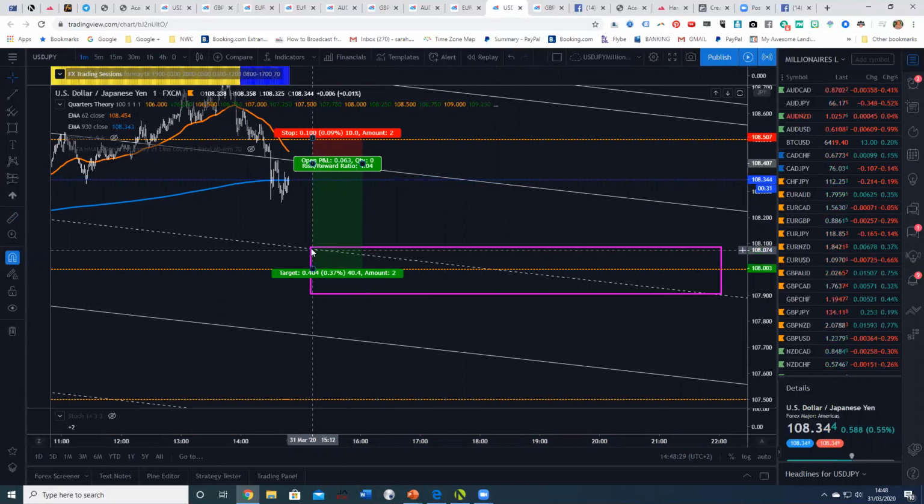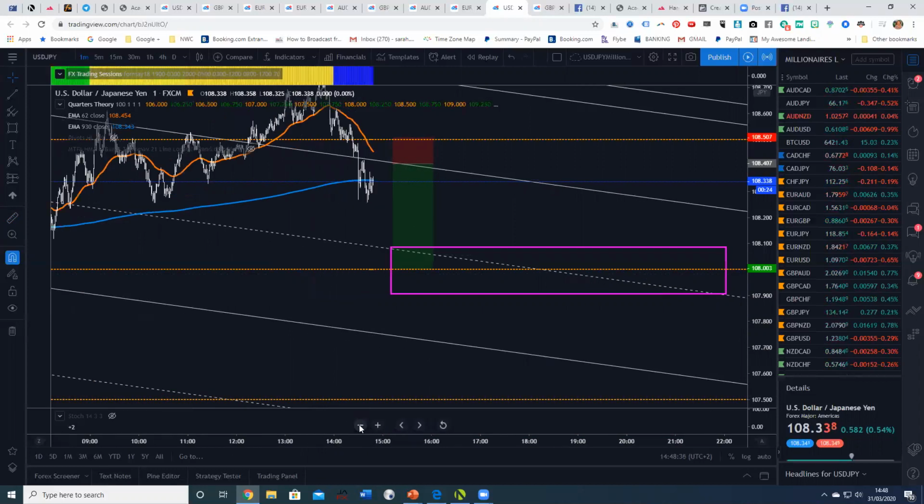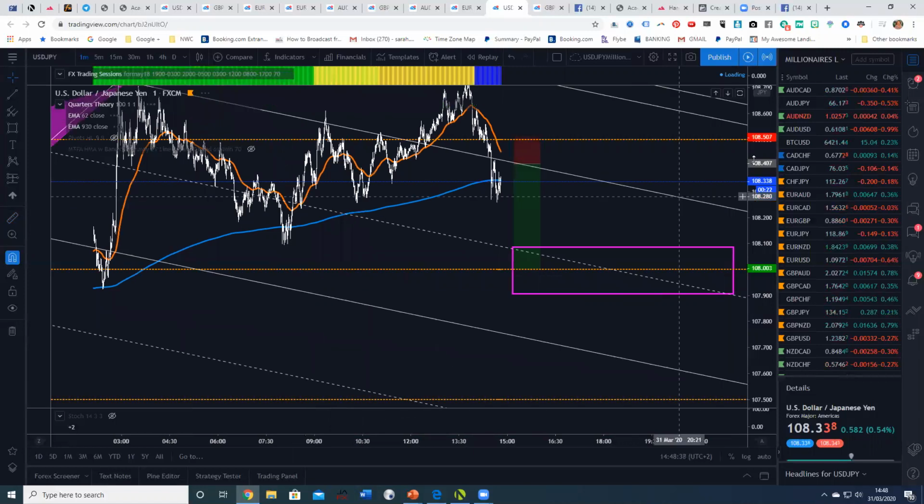I'd be taking my money here at that first level or second level. That's what I'm looking at. That'll give me about 50 pips. Well, that's fabulous. Yeah, great, nice trade.